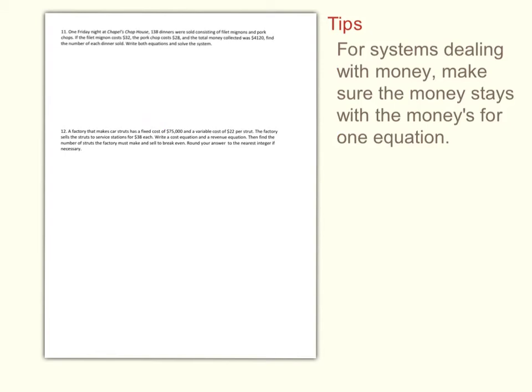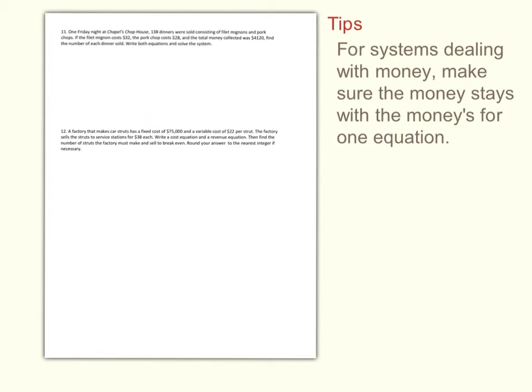Alright, we're going to look at one word problem here, and my major tip is that a lot of these system word problems deal with money. So when you have some equation involving people or tickets or whatever, and then there's another equation involving money, keep the money with the money. That's going to be one way to figure out what your two equations are going to be.